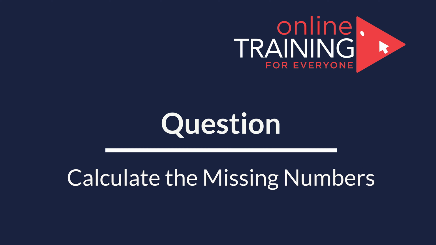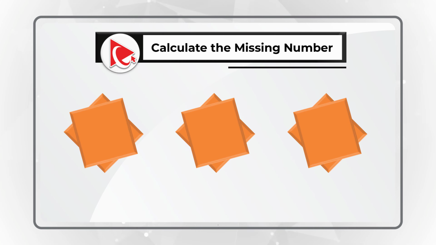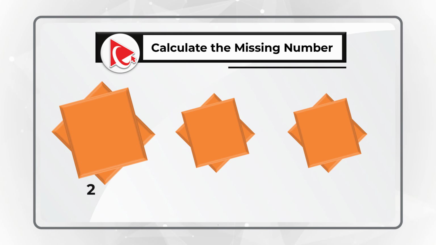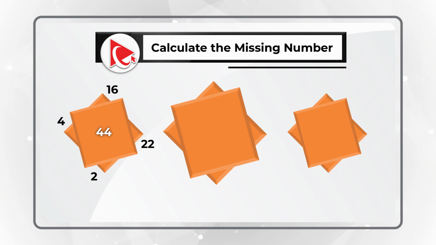I hope you will be as amazed as I am when looking at this question. You're presented with 3 sets of diamonds. Each set contains numbers outside of the diamonds as well as inside the diamonds. Let's look at the first diamond. It has numbers 2, 4, 16, 22, and then there is a number in the middle, 44. The second set of diamonds contains numbers 3, 9, 81, 93, and 186 inside.